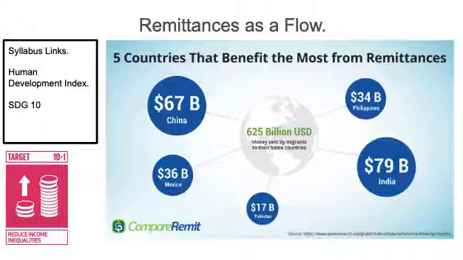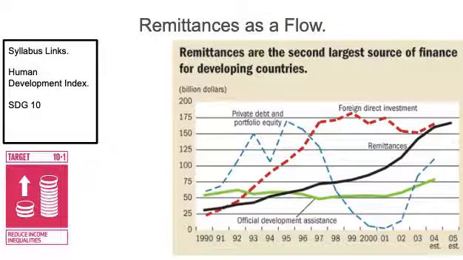Again, you can see that figures vary. On this slide we can see that China and India are the largest recipients of remittances. If we dig down a little bit deeper into those remittance flows, we will see that remittances are in fact the second largest source of finance for developing countries. You will see from this graph as well that they have been consistently growing, in particular from about the year 2000. So a lot of candidates do underestimate the importance and significance of remittances.